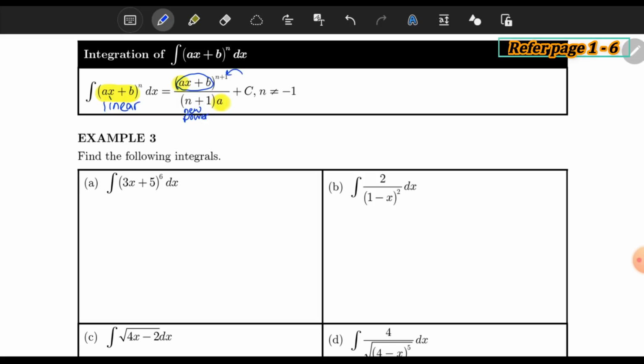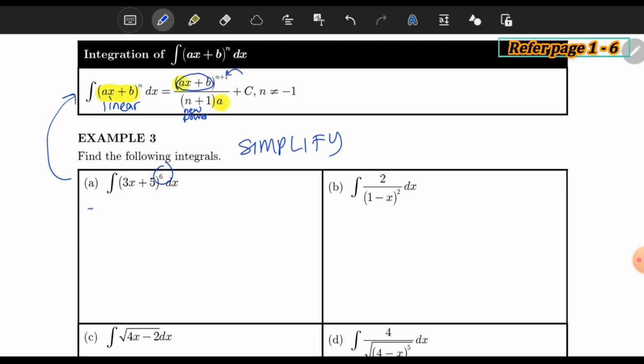Okay. As I told you just now, for integration, we need to simplify. But for this case, we have power of 6, which is not suitable for us to expand and write the term one by one. Right? Okay, so for this case, we will apply the previous rule.